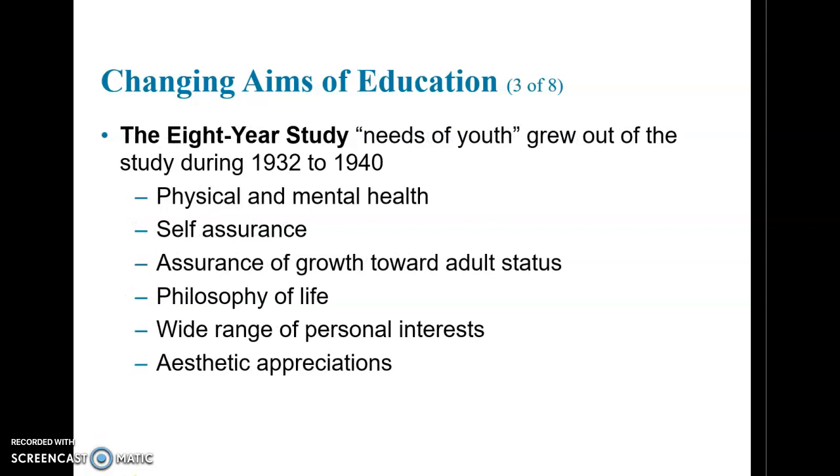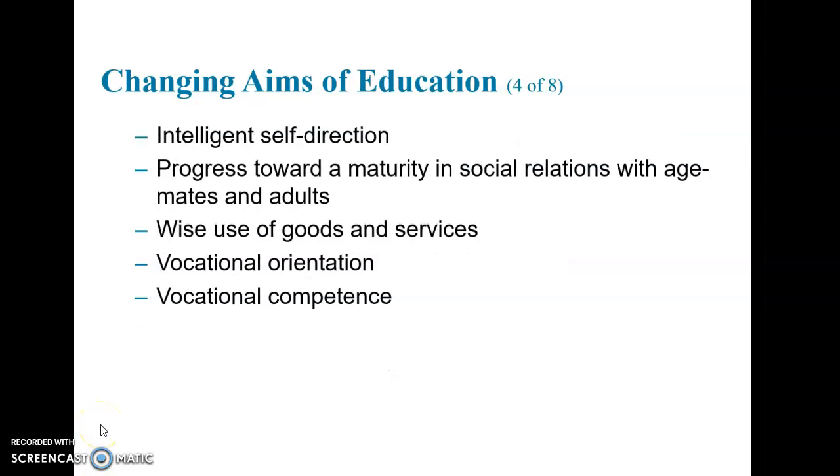The Eight-Year Study, Goals of Education or Needs of Youth, were listed by the Progressive Education Association in 1938 and grew out of an eight-year study of 30 high schools conducted by the association between 1932 and 1940. The goals were physical and mental health, self-assurance, assurance of growth toward adult status, philosophy of life, wide range of personal interests, aesthetic appreciation, intelligence, self-direction, progression towards maturity and self-relations with age mates and adults, wise use of goods and services, vocational orientation, and vocational competency.